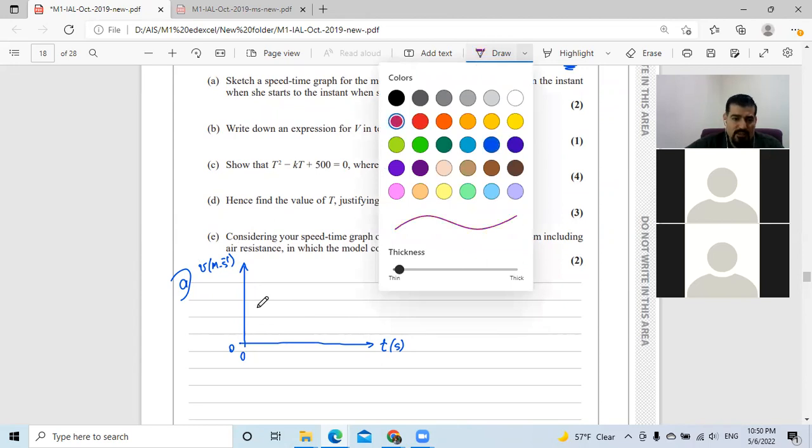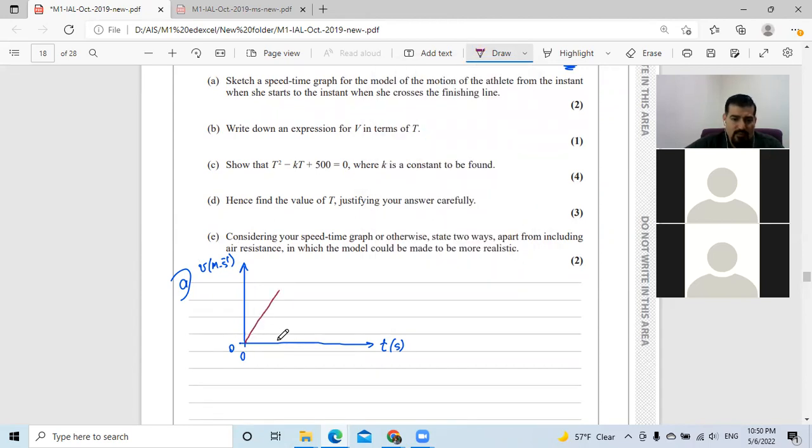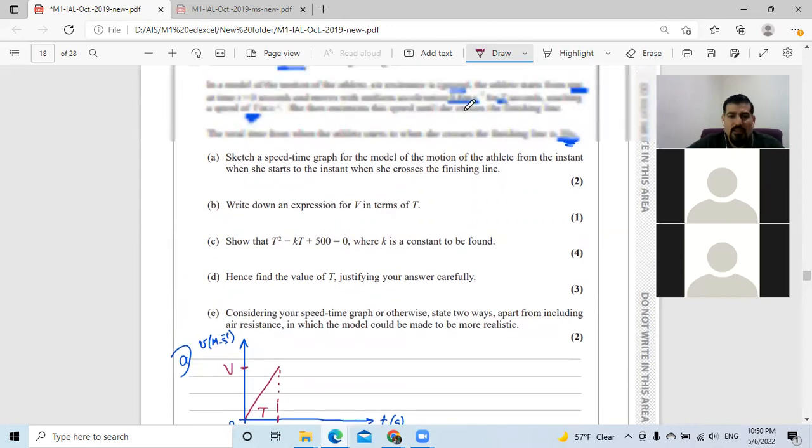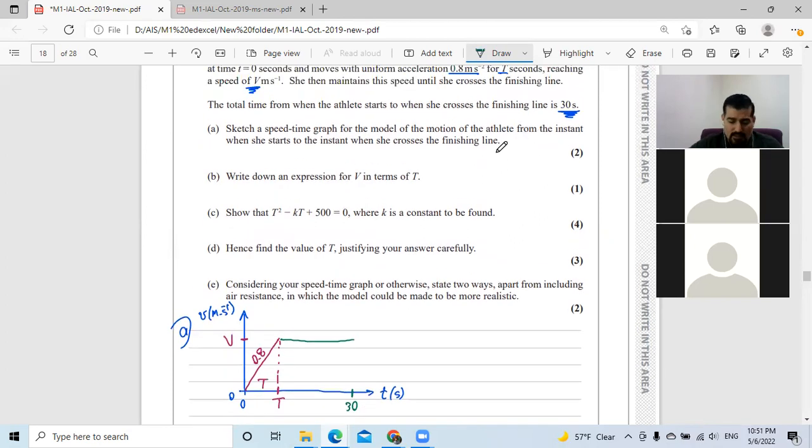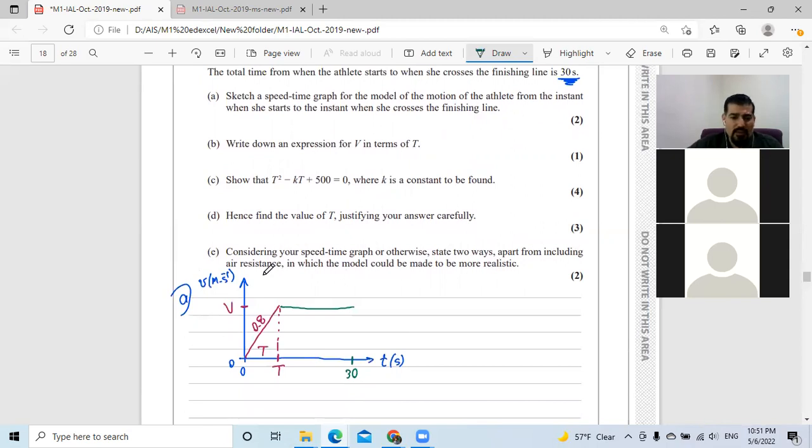First part is acceleration. The time for acceleration is t, and the velocity reaches v with an acceleration of 0.8. The acceleration here is 0.8. Then she maintained the constant velocity until she covered the 200 meters at a time of 30 seconds. So doing this part is very easy for us.